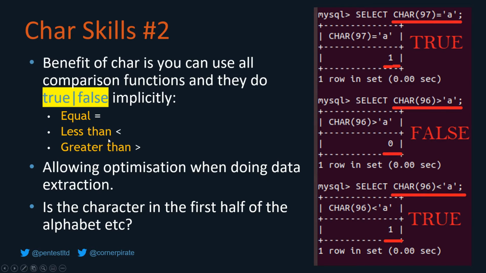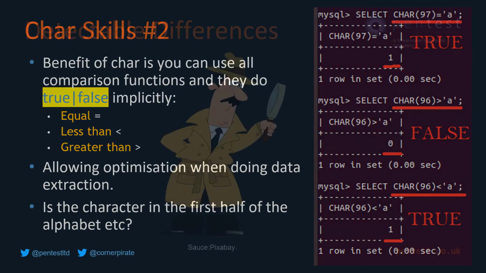So equals works, less than works, greater than works. It allows optimization when doing data extraction, because you can sort of say, is the character that I'm looking for in the first half of the range of ASCII, or is it in the second half? You can use, is it greater than or less than a specific number somewhere in the middle of the range, and you'll get a Boolean true or false answer. It helps you write an automatic extraction tool which will do it really quickly.